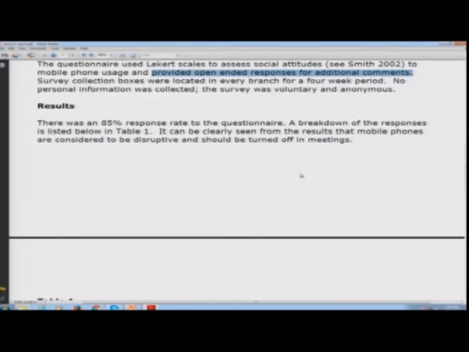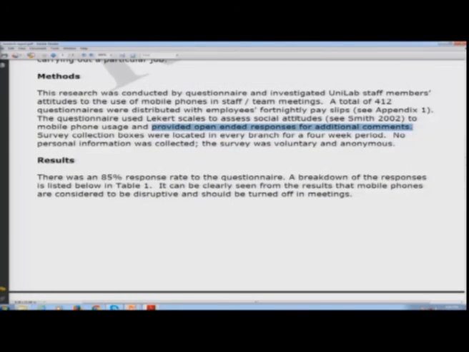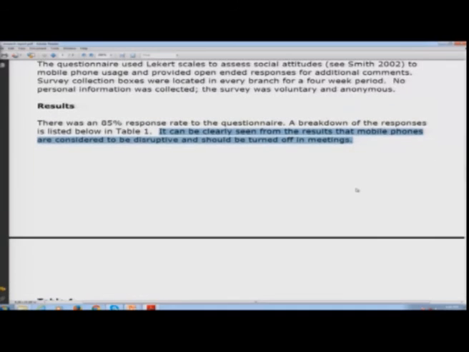Next section, results. There was an 85% response rate to the questionnaire. It means out of 412 distributed, about 85% of those people responded. A breakdown of the responses is listed below in table 1. It can be clearly seen from the results that mobile phones are considered to be disruptive and should be turned off in meetings. So, this kind of summarizes the results.